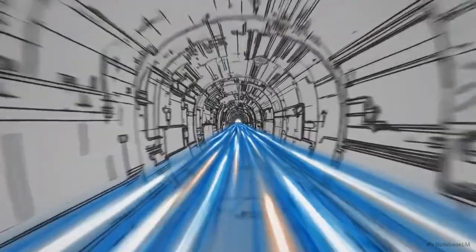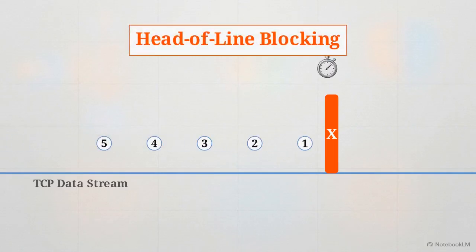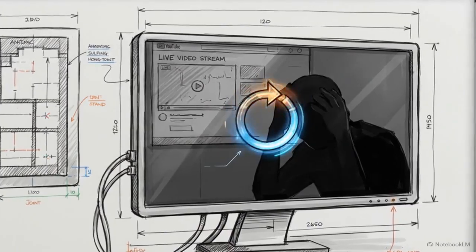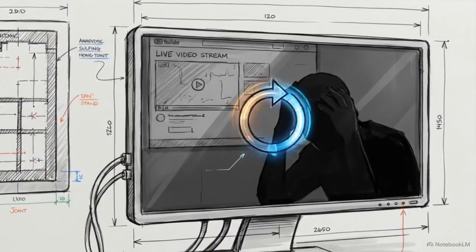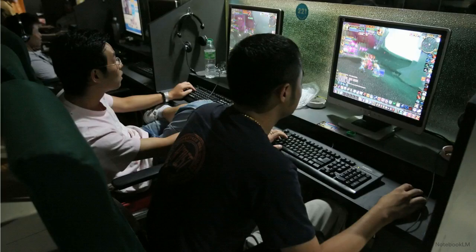medium allows. The TCP acknowledgement system introduces a critical flaw for continuous streams: head-of-line blocking. If a single packet is lost, TCP halts the entire data stream to wait for retransmission, causing noticeable delay. For live video feeds, voice over IP, and online gaming, timeliness matters more than perfect integrity.